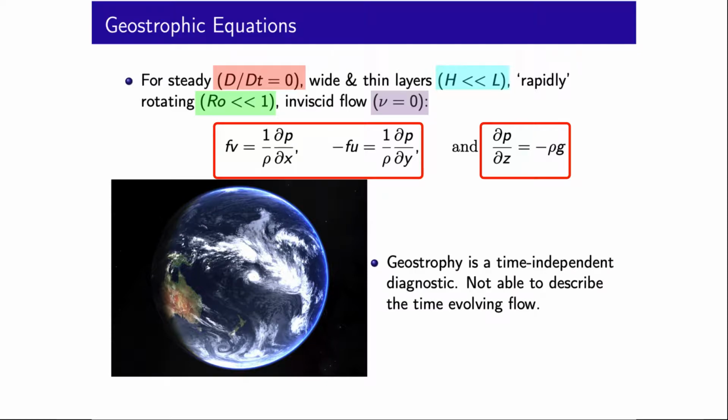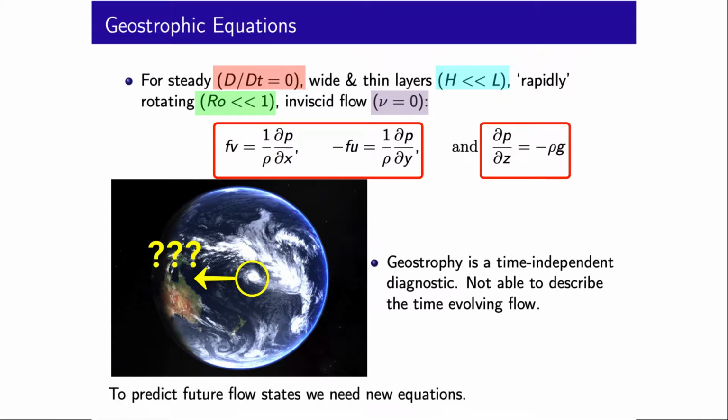That is, these equations are not able to describe the time evolving flow, which is a vitally important pursuit for forecasting significant weather events like Cyclone Winston here. In order to describe the time-dependent flows, so as to be able to predict future weather events, we actually need a new set of equations.